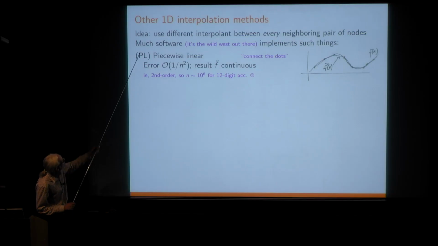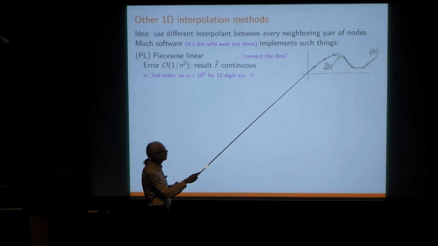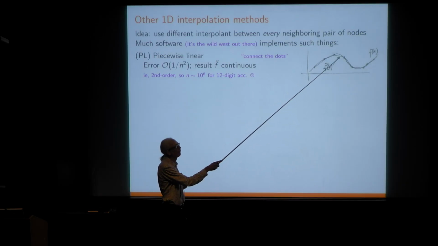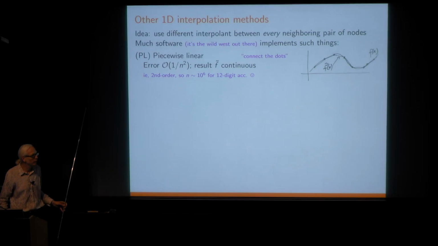By the way, I should say that all of these methods I'm going to show use a different interpolant between every pair of neighboring nodes. That's a different idea from what we were just doing.